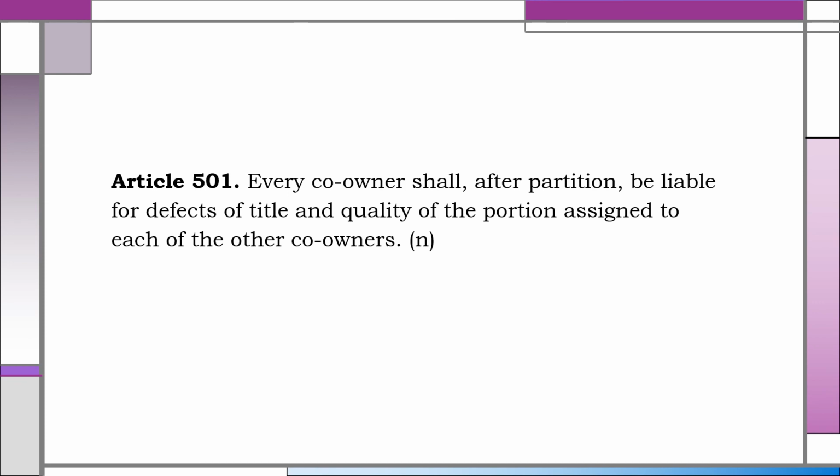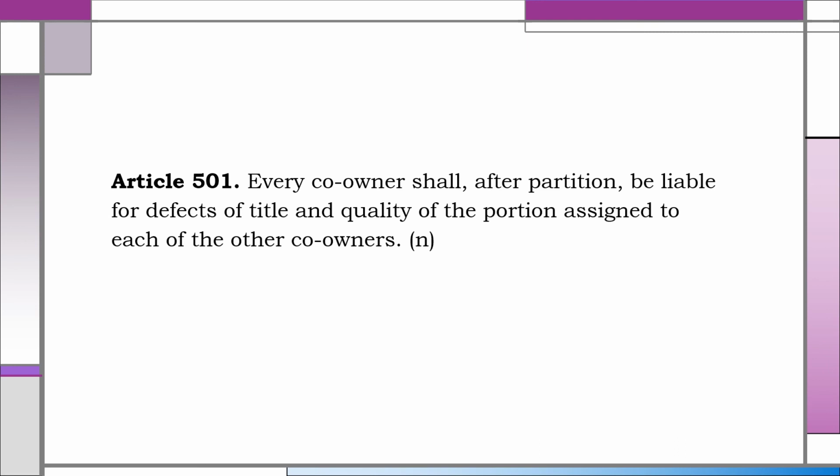Article 501. Every co-owner shall, after partition, be liable for defects of title and quality of the portion assigned to each of the other co-owners. Example: A and B, co-owners, partitioned their land. Later, C, a stranger, was able to prove that he really owned the lot belonging to B. Should B alone bear the loss? Answer: no, both A and B must bear the loss, in that A must give half of his portion to B because there is a reciprocal or mutual warranty against eviction.